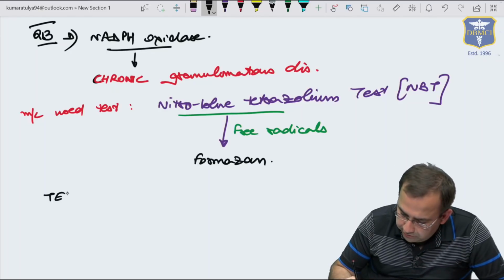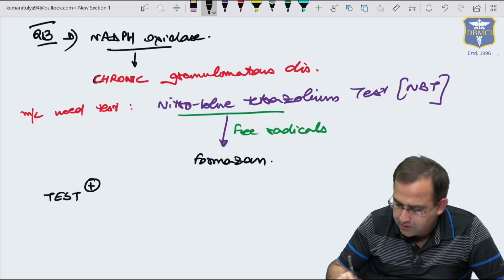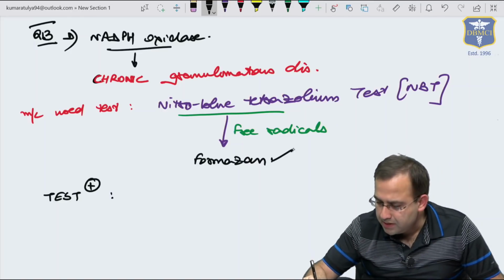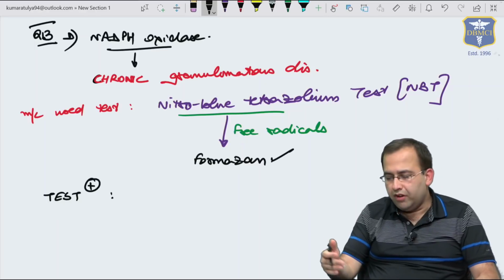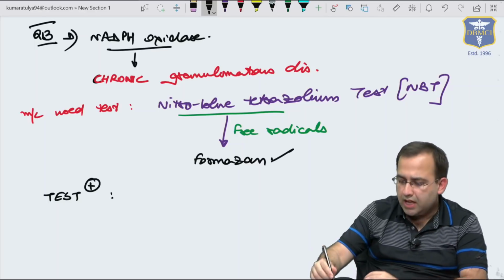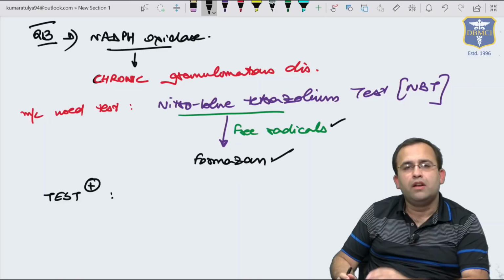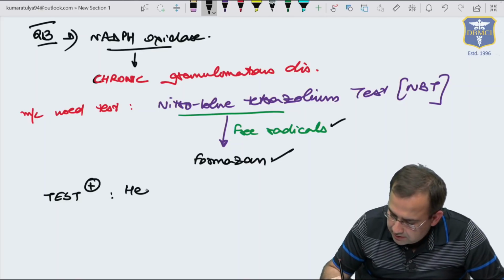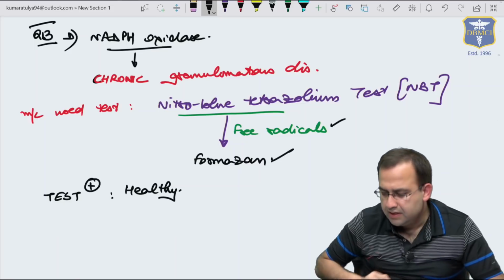So, if the test is positive, it means formazan formation is occurring. If formazan is forming, it means that free radicals are forming. That means NADPH oxidase is acting. If the test is positive, the person is healthy.